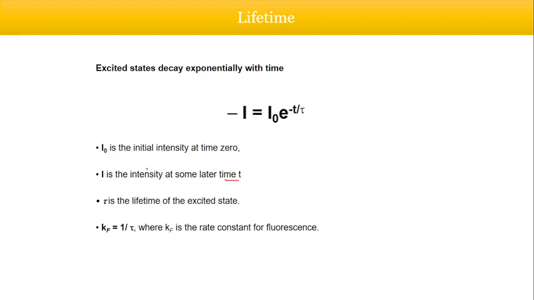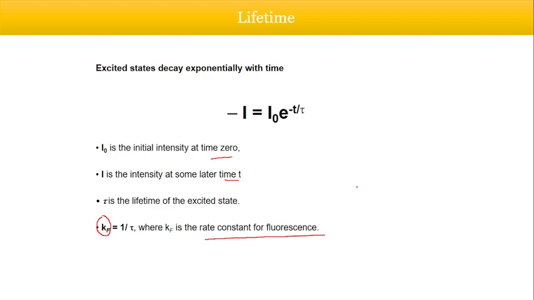In the formula of transmittance, we had T equals IT by I0. In a similar manner, I is the intensity at some time t, I0 is the initial intensity at time 0, and then we have tau, which is the lifetime of the excited state, and from here we can calculate the rate constant of fluorescence, that is your kf, which equals 1 by tau.